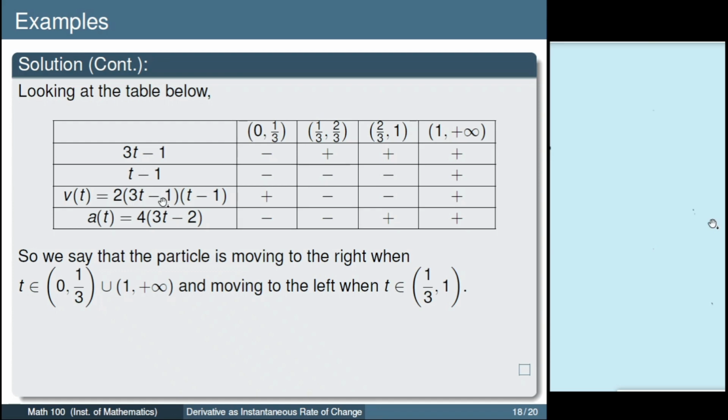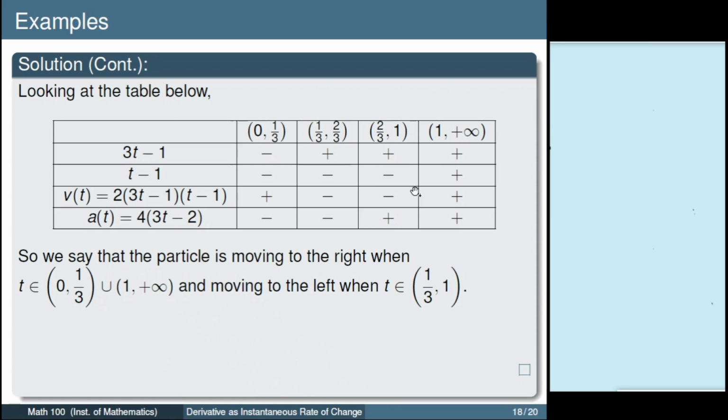To answer the question also, kailan nag-reverse ang ating direction? That's when v of t equals 0. So that's at t equals 1/3 and t equals 1. And you can verify that in our table. At t equals 1/3 here, your particle changes from the positive direction to the negative direction. At t equals 1, your particle changes from the negative direction to the positive direction.